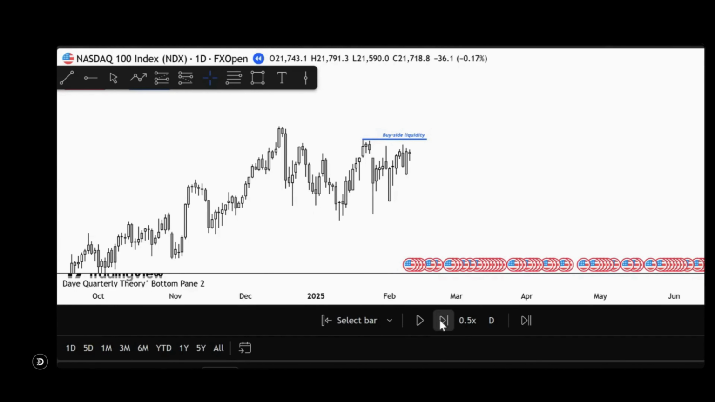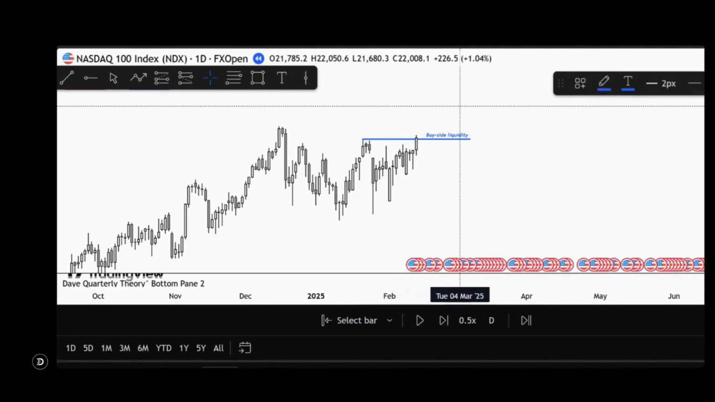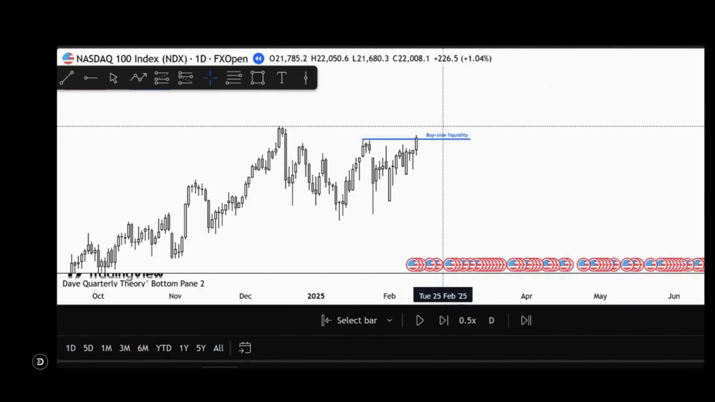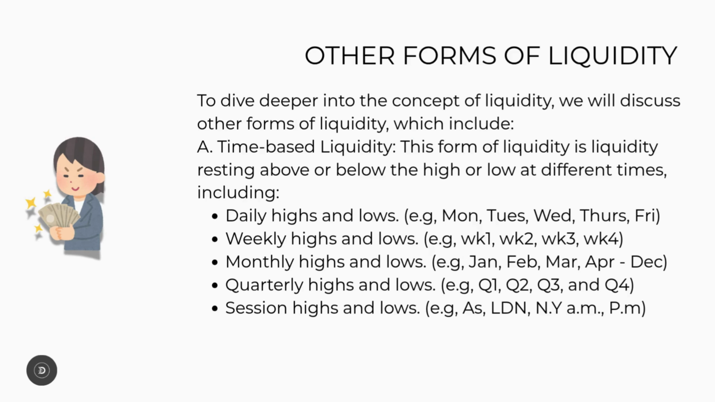So go to your charts and mark out old highs and old lows, and watch out to see how price gravitates towards these highs and lows, right? So now you understand what buy side and sell side liquidities are all about. Let's discuss other forms of liquidity. Okay, so we have other forms of liquidity, right?